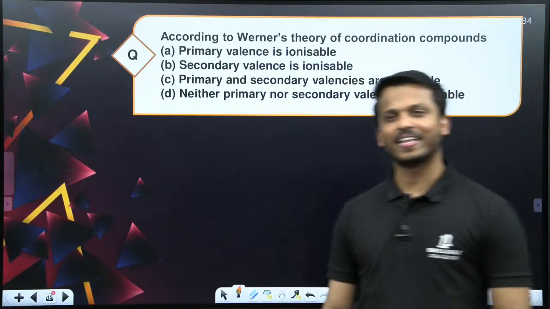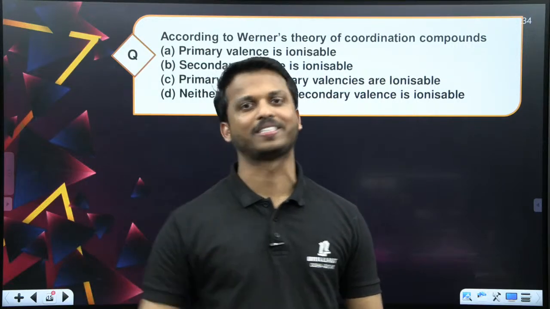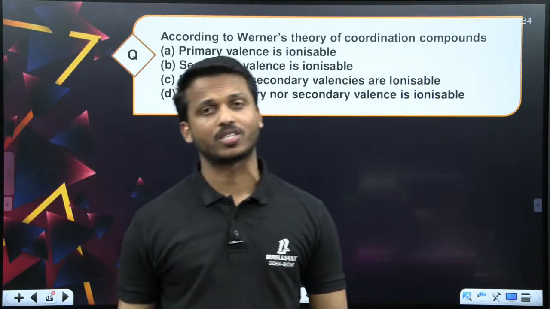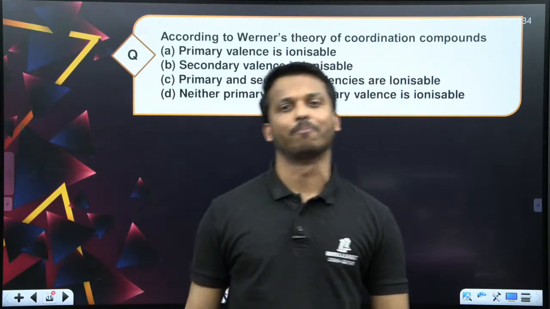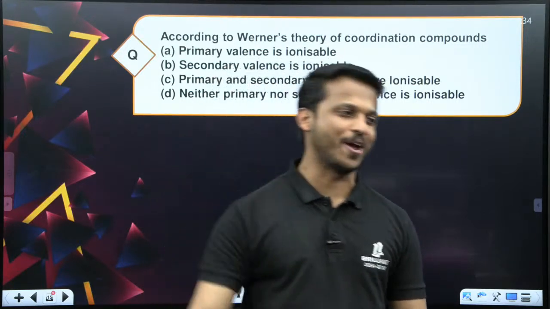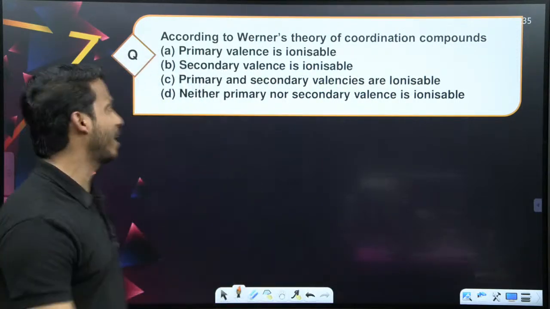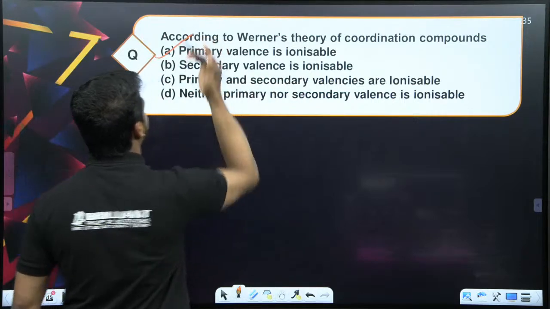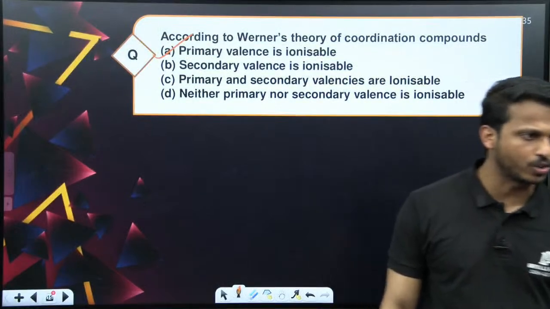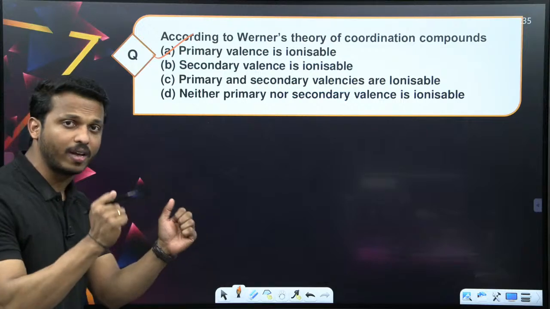According to Werner's theory, 2 types of valencies are there for a metal: primary valency and secondary valency. Primary valency gives the oxidation state and secondary valency gives the coordination number. Primary valency is also called ionizable valency, and secondary valency is also called non-ionizable valency. Okay, dear all. So primary valency is ionizable. Yes, A is the correct answer. All have given the correct answer. I think the theory is very perfect with you.